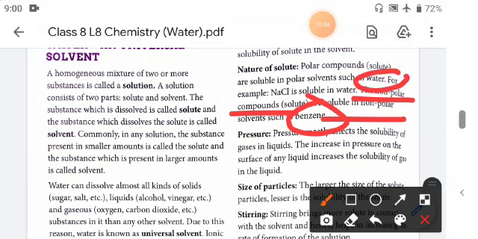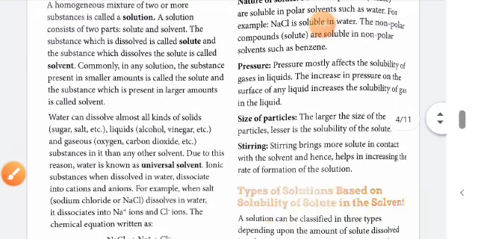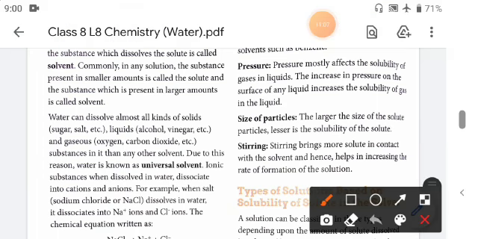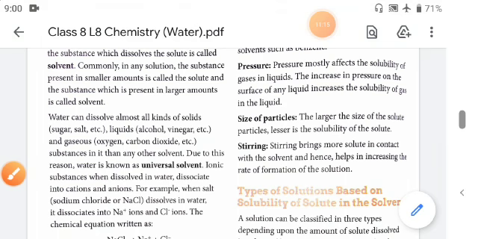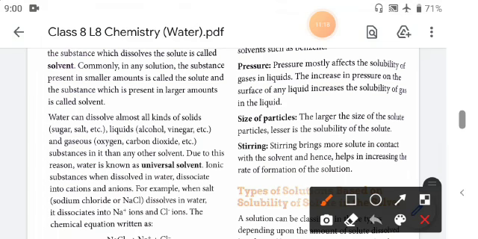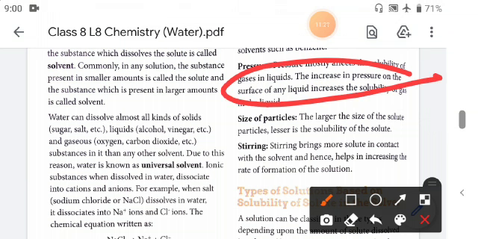The second factor which affects the solubility is pressure. Pressure mostly affects the solubility of gases in liquids. The increase in pressure on the surface of any liquid increases the solubility of gas into liquid. Now, size of particle also affects the solubility. The larger the size of the solute particles, the lesser the solubility. That means when the particle size of the solute is larger, solubility will be minimum.